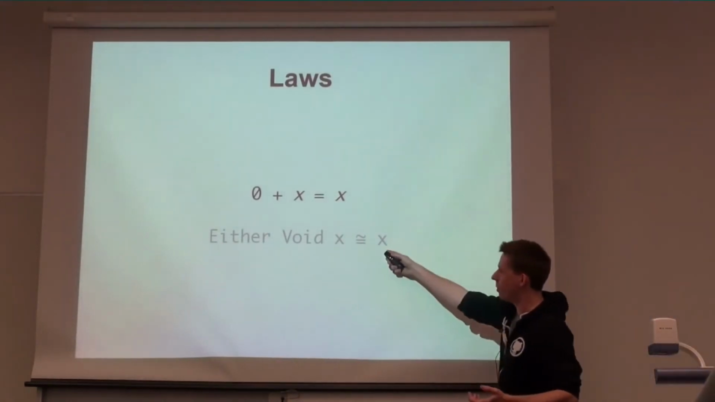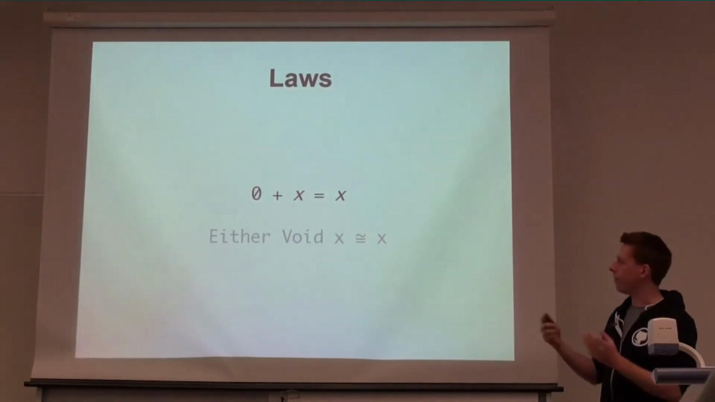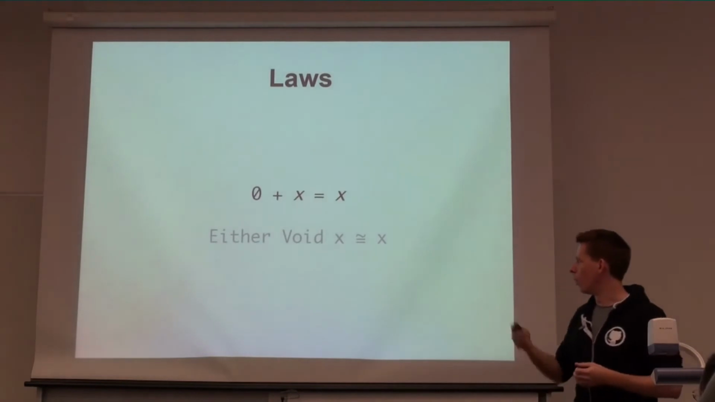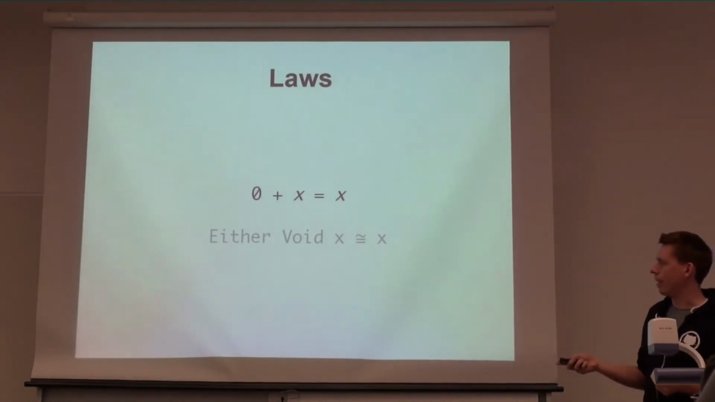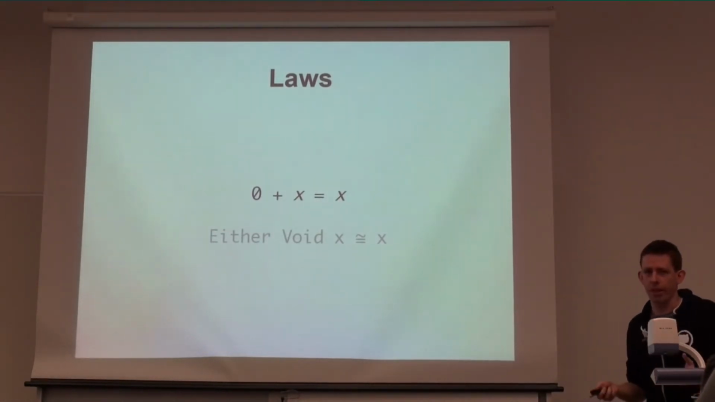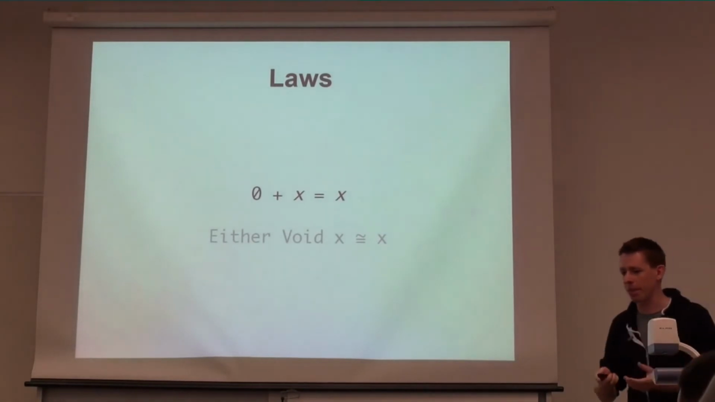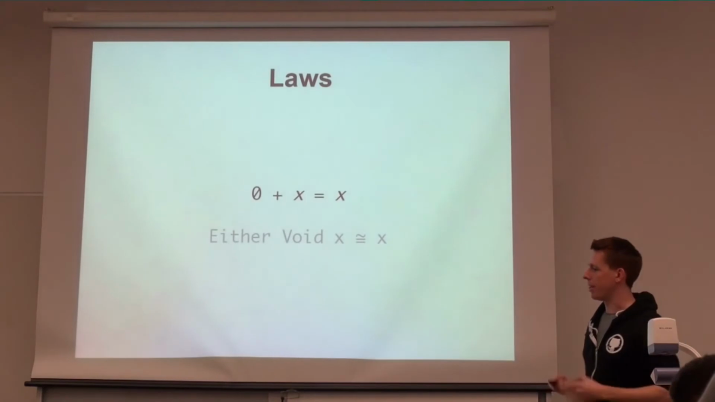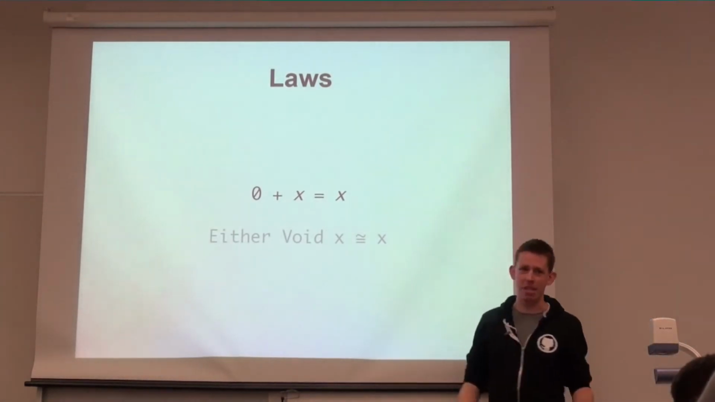So we can check that this is true. Either void or x means you either have left void or right x. And how many values of left void are there? Well, there aren't any, because you can't get a void to begin with, so you can't have a left void either. So you can't even have the left constructor. You can only have the right one, which is why it's just the same as having x.